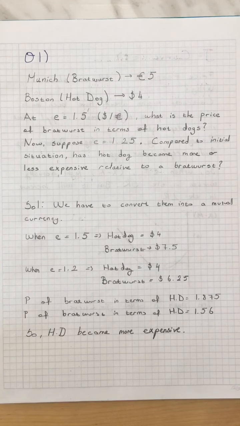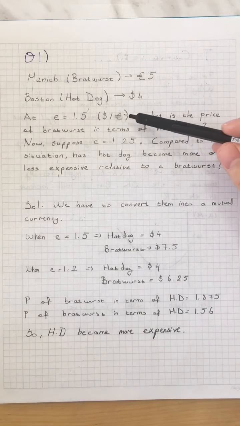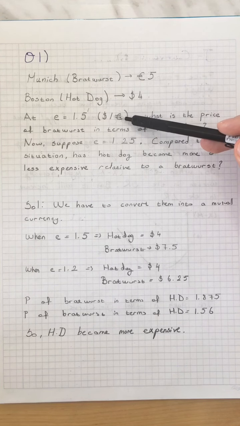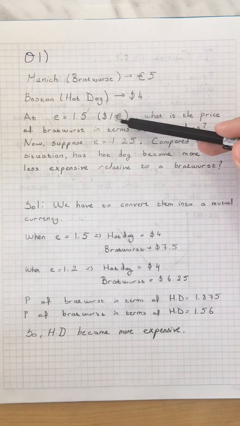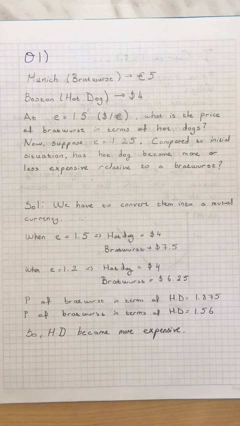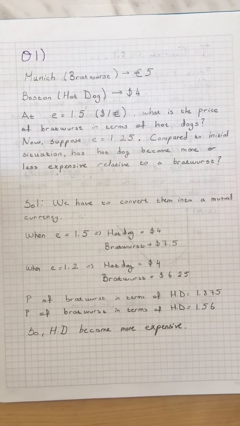So in the initial case, the exchange rate of euro and dollar is 1.5. So a euro is worth $1.5. In terms of defining if a hot dog is cheaper or more expensive, we have to convert them into the same currency. It can be either dollars or euros, whichever is most convenient for you. I will choose to convert them into dollars.